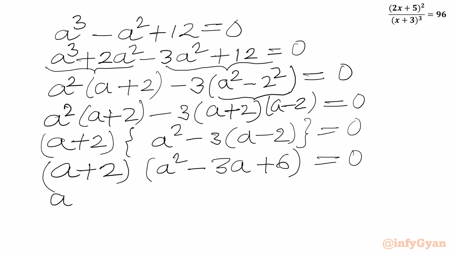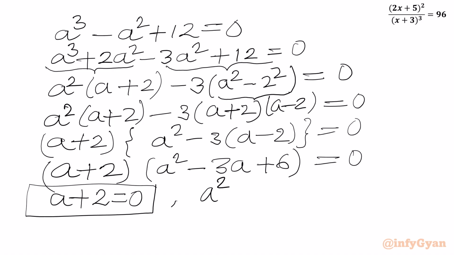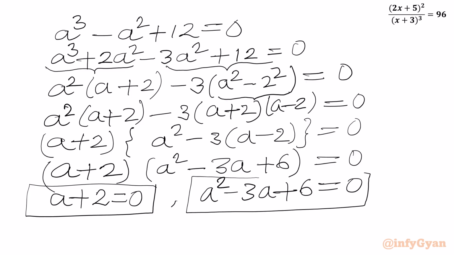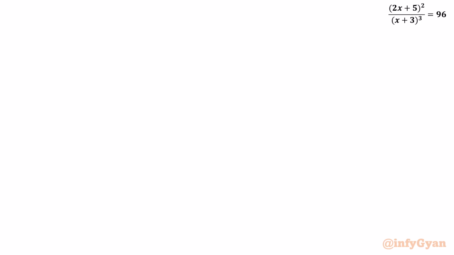So from here we can conclude either a plus 2 will be 0 or a square minus 3a plus 6 equal to 0. Now we will solve both the equations one by one. I will begin with the quadratic equation a square minus 3a plus 6 equal to 0.